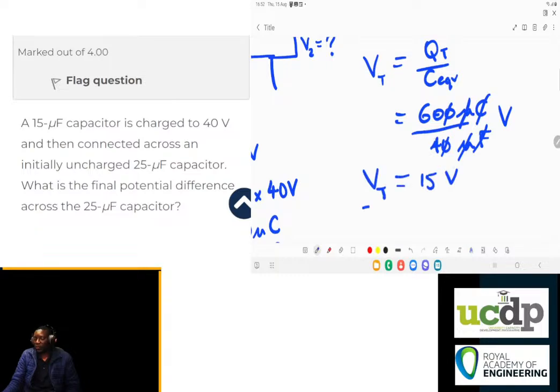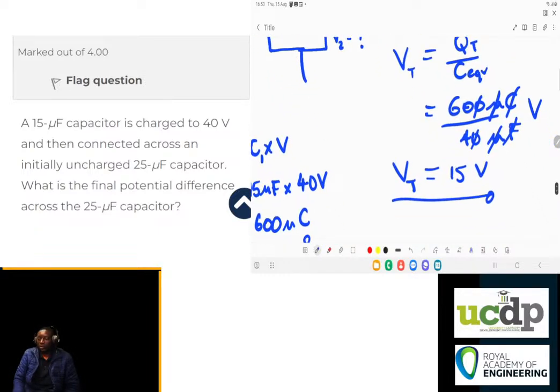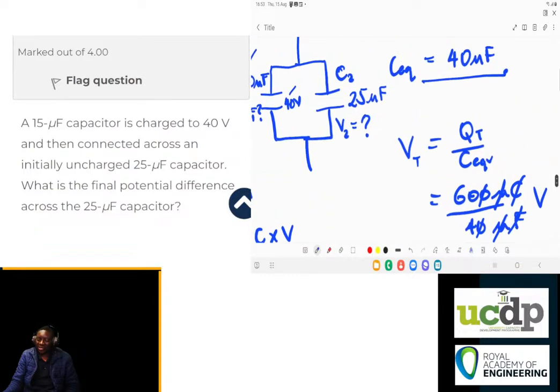So if this is the total voltage across the equivalent capacitance, what is V2? What is V2 then? I think it's going to be 40 minus 15. Is it minus? I'm not sure. Okay, remember, just hold on before you go. Remember what we've done here.